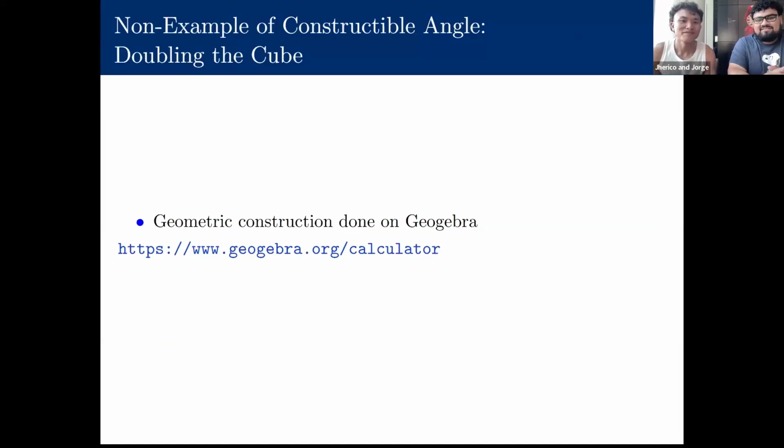On this part of our presentation, we haven't finished it yet, but we're going to include examples of angles that are non-constructible. So, for instance, we mentioned earlier that the cube root of 2 is non-constructible, and in this slide, we're going to go into why that is.